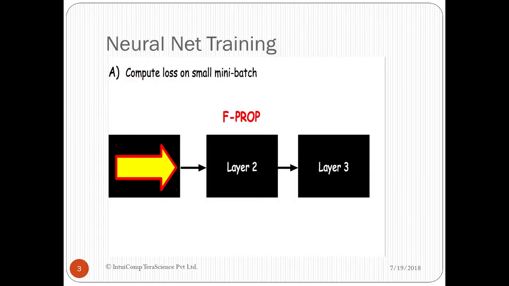Let's see how to train the neural net. In our last video, we looked at how a layer in a neural network works. In this video, we'll learn how multiple layers come together and how a network operates as a whole. We'll start with forward propagation. In the figure, you can see each black box represents a layer.